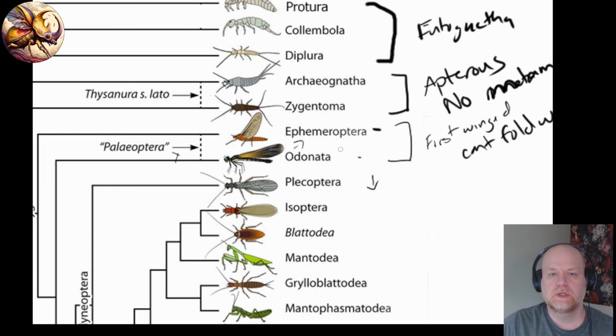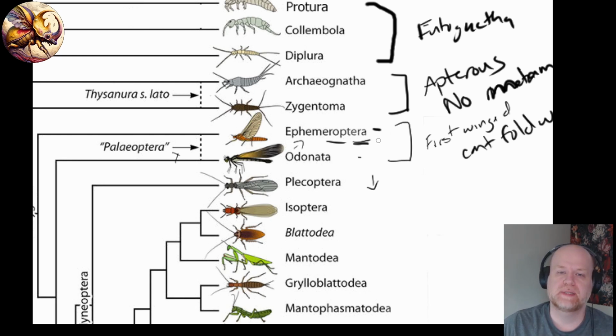Some things that you should know about them compared to the Archaeognatha and the Zygentoma. Like I said, they have wings, which they can't fold. They are primarily aquatic. So the adults can fly, and they fly on land. But the nymphs, which are in some of the older literature called naiads, the immature stages, they spend their entire life in the water, specifically freshwater, and they can live in freshwater for years.